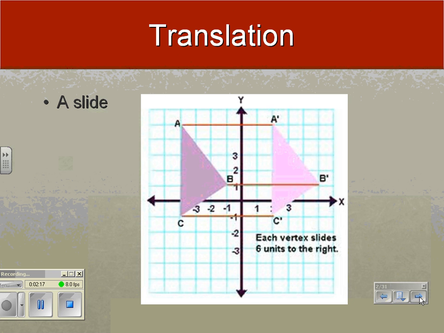Here's another example, and it's on a coordinate grid. And we would say that this translation was 6 units to the right. So if you take a look at each individual piece, you'll be able to see that, for example, C moved 1, 2, 3, 4, 5, 6 to the right. B also moved 6 to the right. And the same with A, that distance is 6 units.